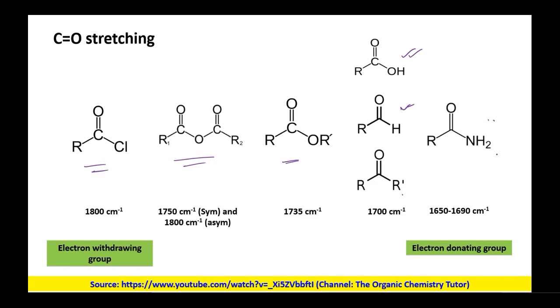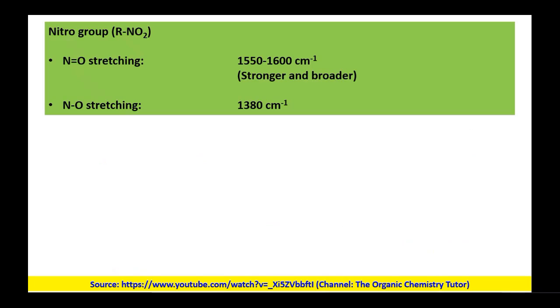So if you are having an electron donating group over here, then it will be at a lower wave number, whereas for an electron withdrawing group, your wave number will be moving towards the higher wave number.